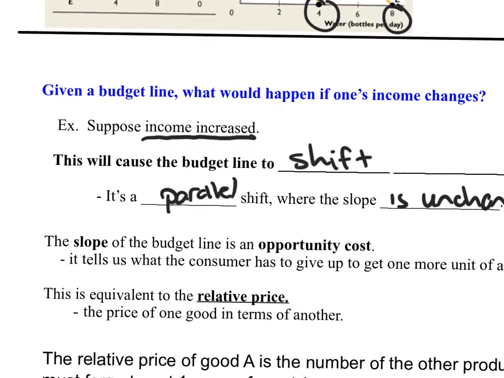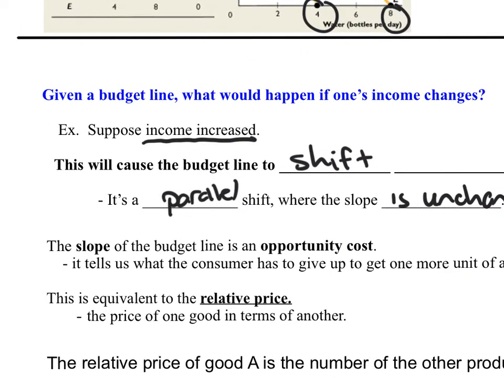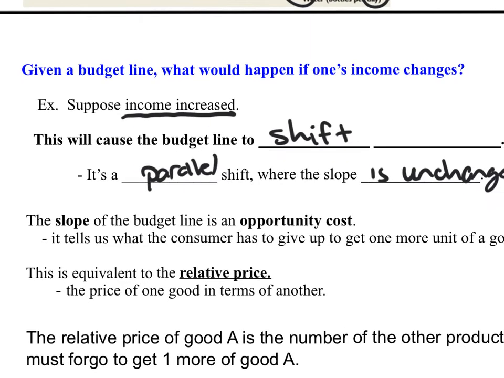So now a separate question, what happens if one's income changes? So if your income doubles, well, you can buy twice as many goods. So it would cause a parallel shift, and that's at the intercept. It would be a parallel shift where the slope is unchanged.